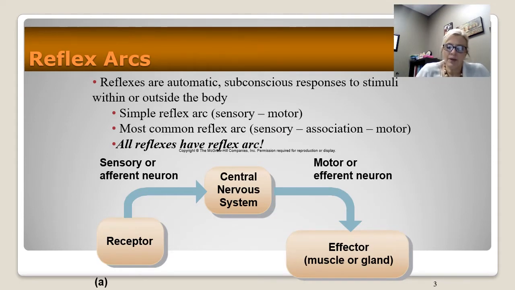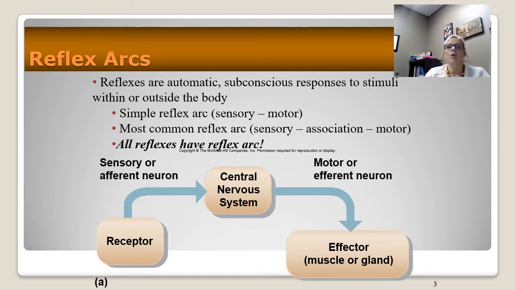So we're going to talk a little bit about reflexes, and these are based on what we call a reflex arc. Communication in the nervous system is going to combine those action potentials that go along the axon and synaptic transmission between the neuron and the postsynaptic cell. Two or more neurons involved in this communication are what we call a nerve pathway.